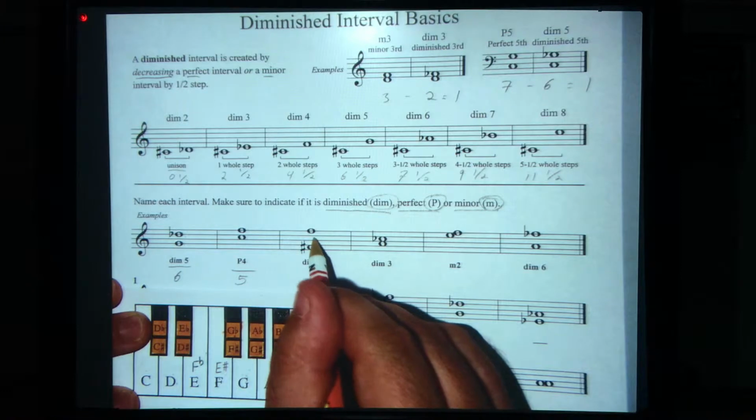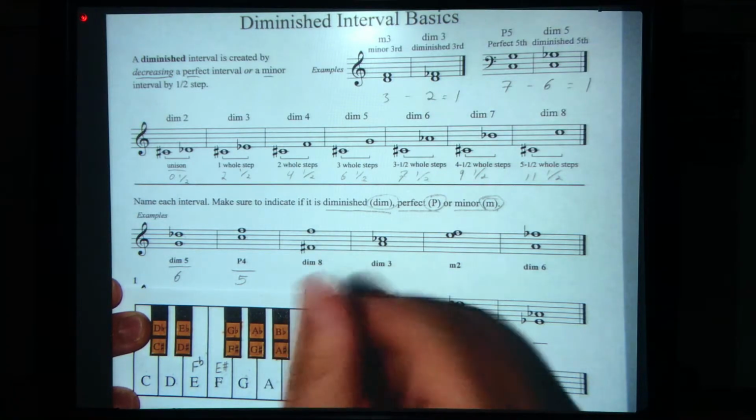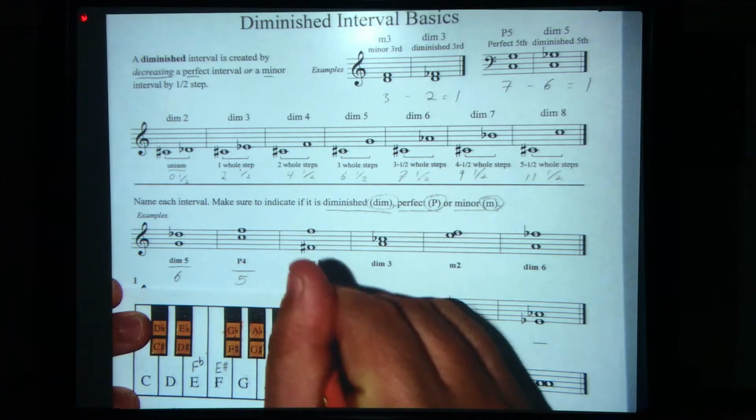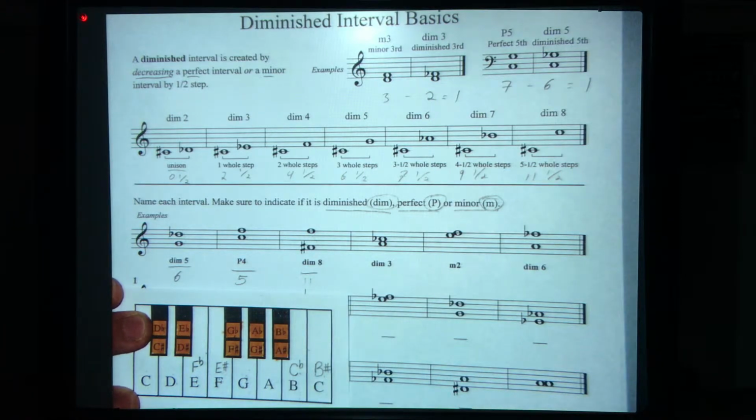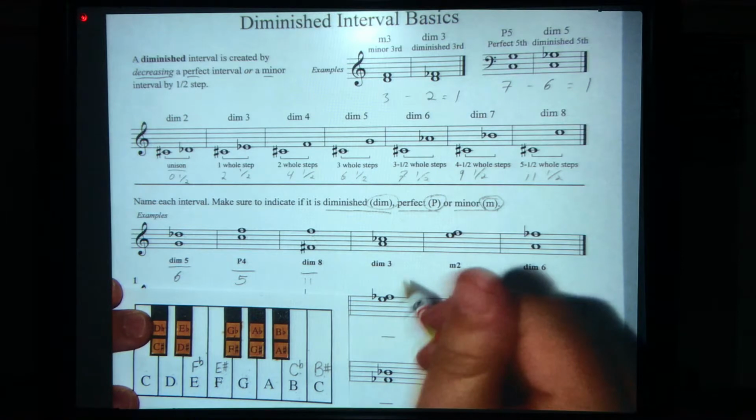So we're on B 5, C 6, C sharp 7, D 8, D sharp 9, E natural 10, and F 11. So we've got 11 half steps. Takes a little bit of time, but at least we're accurate with it. Okay, diminished third.